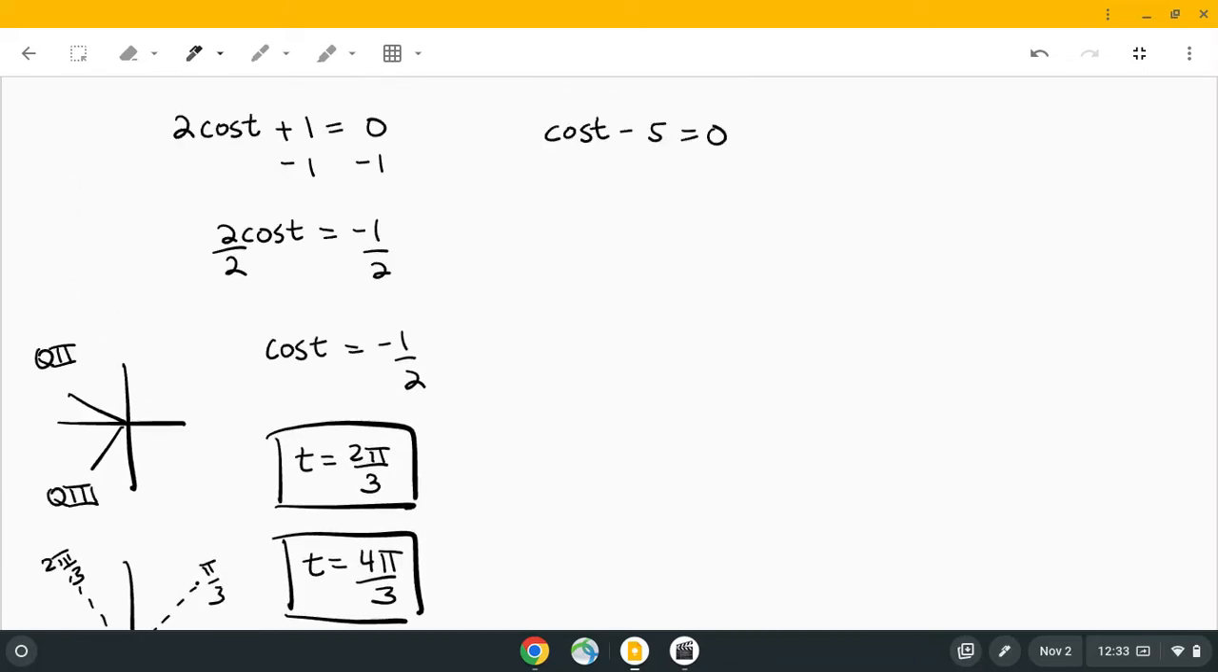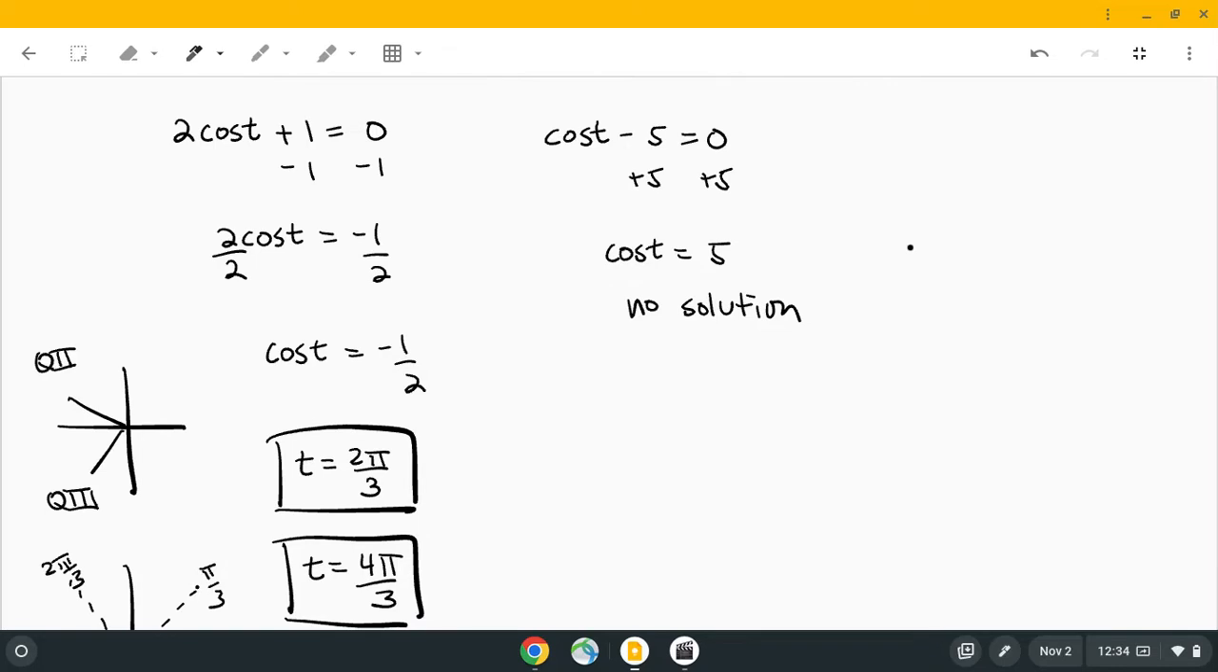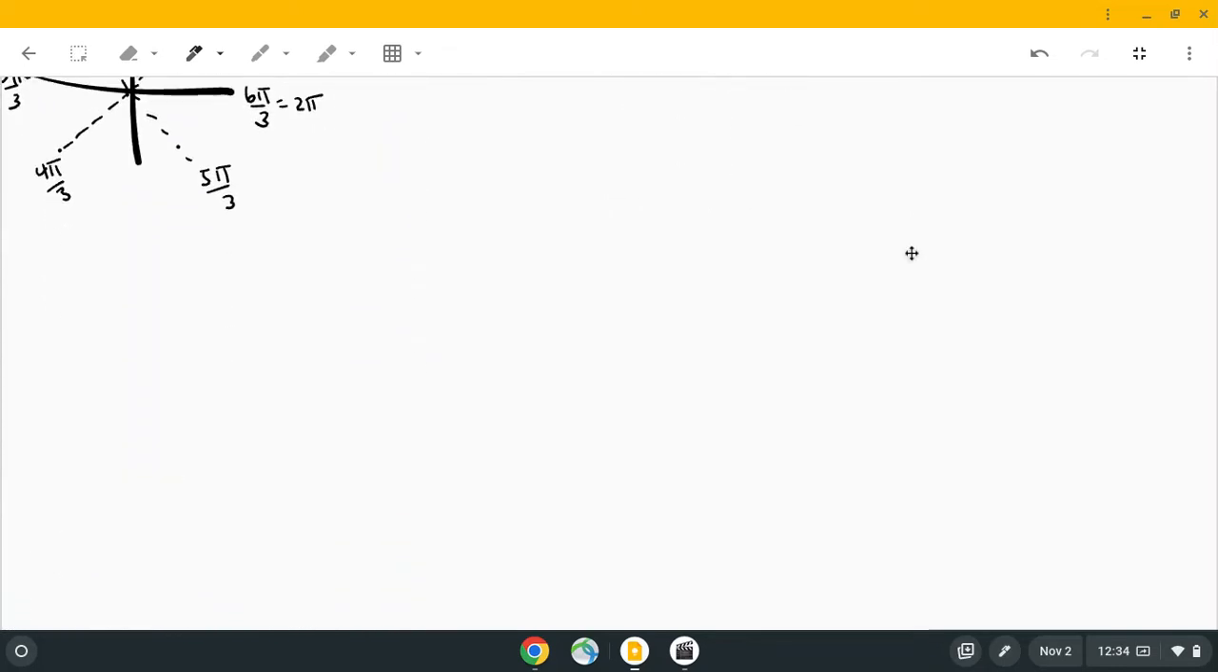All right. Over here, add 5 to both sides, and we exceed our limit of 1. So here, there's no solution. Just remember, the largest cosine and sine can be is 1. All right, let's try this one. See if you can do this one on your own.